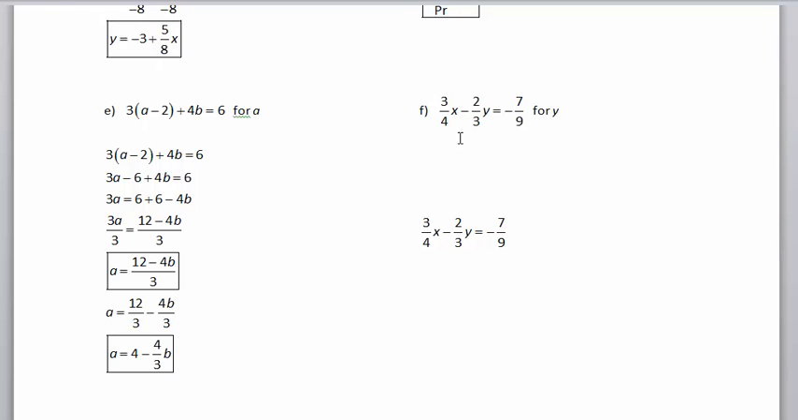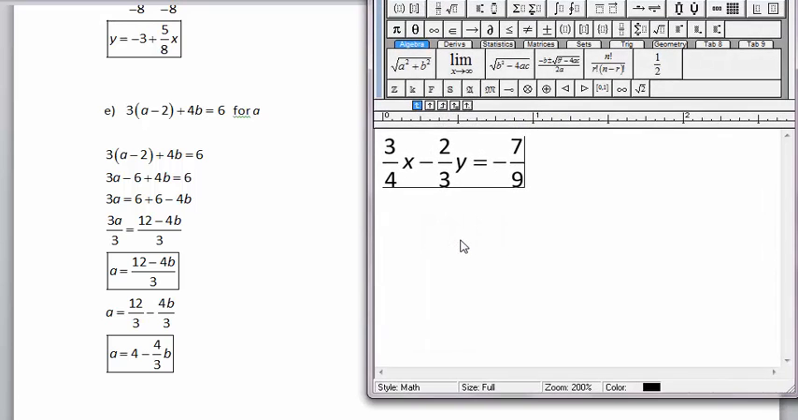In part F, we want to take this equation and solve for y. Since it's an equation and I have an equal sign, I can multiply both sides by the common denominator to get rid of these fractions. It's going to make it a little bit easier to work with as I go through the equation. The common denominator of 4, 3, and 9 is going to be 36.